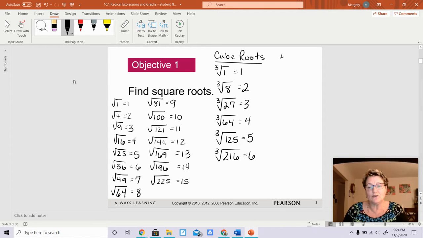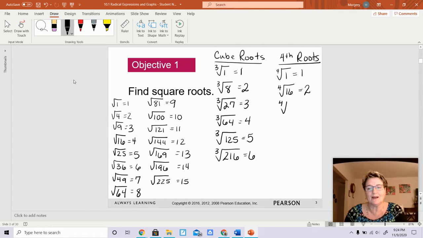Now, there's also fourth roots that they expect you guys to remember. Now, the fourth root of 1 is equal to 1. The fourth root of 16 is equal to 2. The fourth root of 81 is equal to 3. That's pretty much all they expect you guys to remember of the fourth roots.